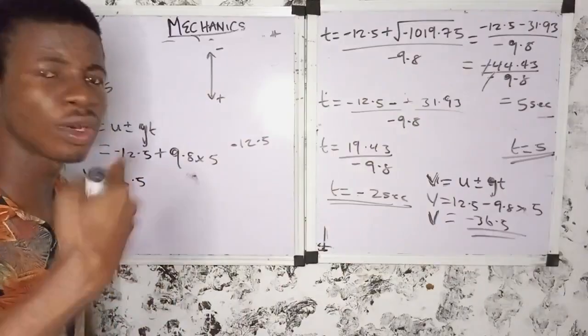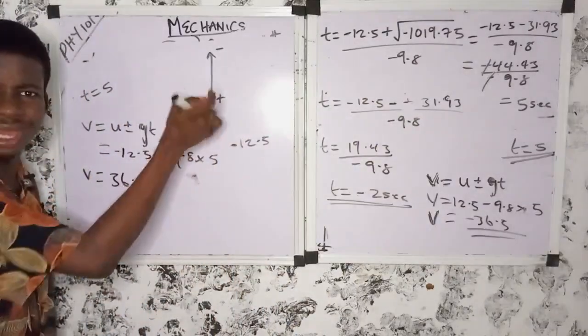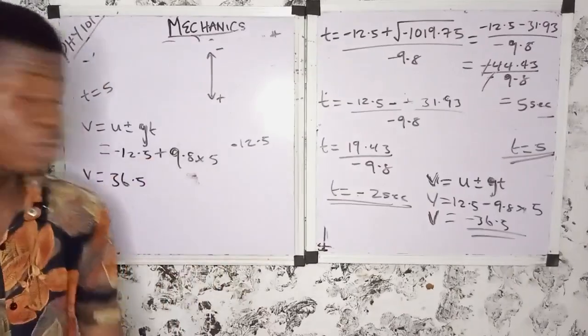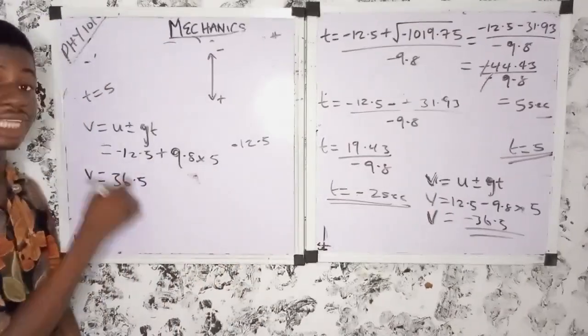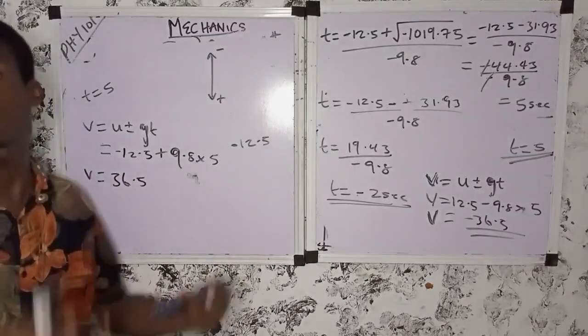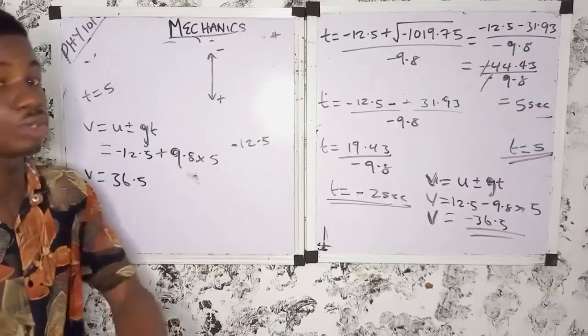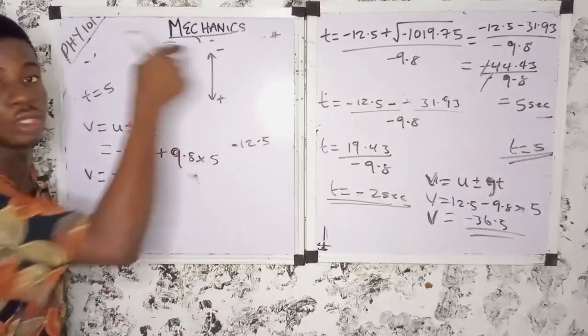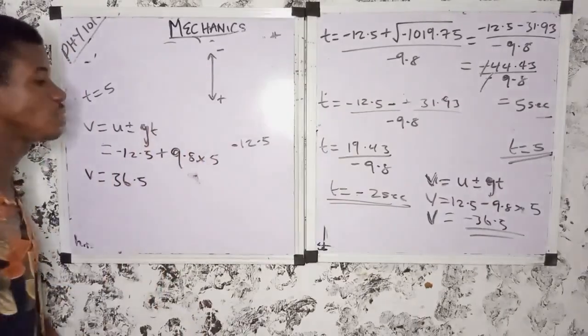Now, according to the second coordinate, is going down positive or negative? It is positive, right? And when we solve, we get positive 36.5. So this velocity tells us that the body is falling down. And remember, going down is usually positive according to the second coordinate.